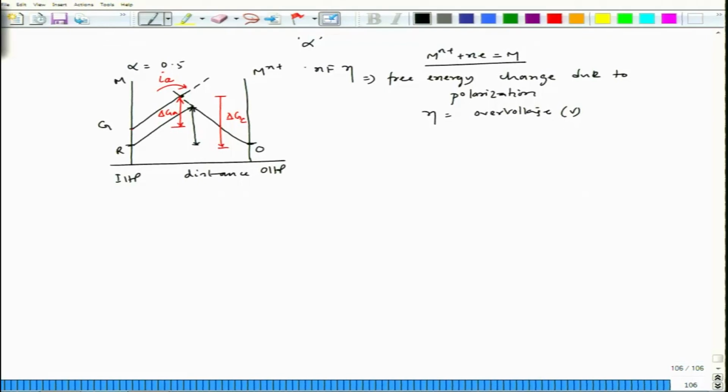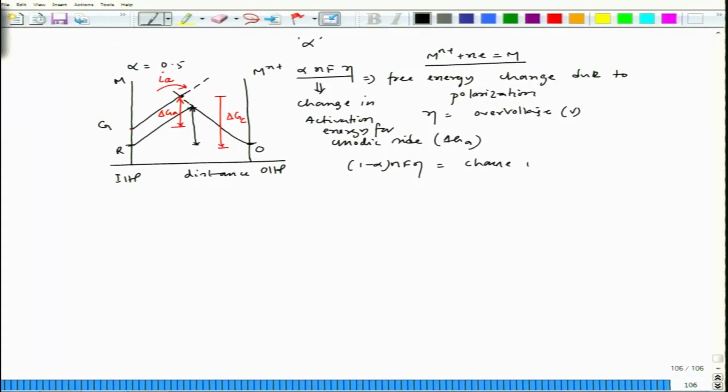So, out of that, alpha times this amount will be the change in activation energy for anodic side, or delta G A, and then the rest of that particular fraction, 1 minus alpha, nFη, would be the change in activation energy for cathodic side, which will lead to a change in delta G C.